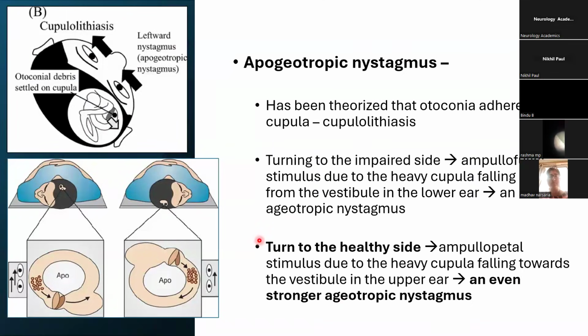So the opposite is called apogeotropic nystagmus, and due to cupulolithiasis, as I said earlier, the cupula gets pulled downwards when the head is moved to that side, resulting in nystagmus to the opposite side. So suppose I turn this head to the other side, just imagine it, the movement will be towards the ampulla, leading to activation of that canal. So that will cause an even stronger apogeotropic nystagmus. So in a geotropic nystagmus, the side where we get more severe nystagmus is the affected side. Whereas in apogeotropic nystagmus, the side which has less severe nystagmus is the affected side.